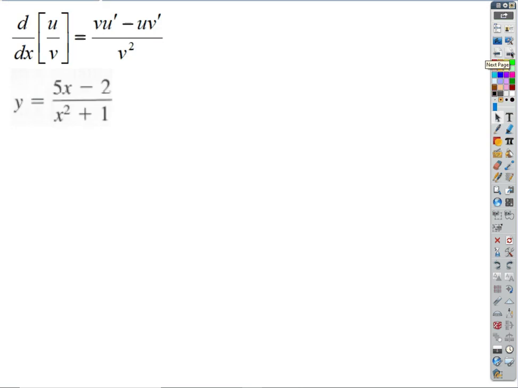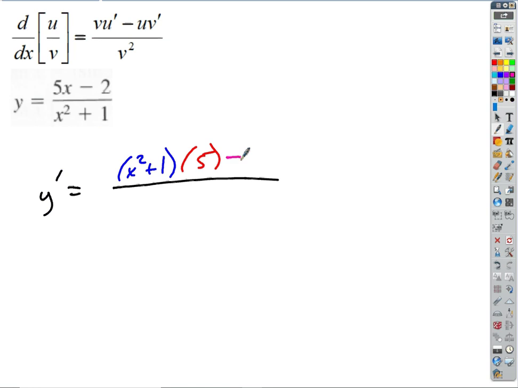How about this one? So what's our u? 5x minus 2. And what would be our v? x squared plus 1. Okay, good. So let's go. So we got y prime equals low, x squared plus 1, good, times d high, 5, minus high, 5x minus 2.